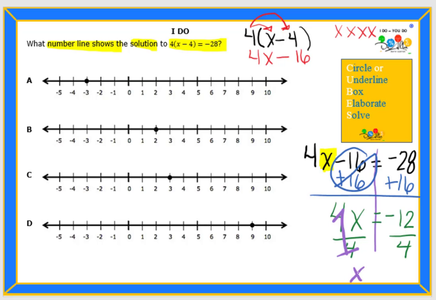At last, we have isolated x and it's all by itself, but we still have to evaluate what's on the right. So we have negative 12 divided by 4. We have to be careful with our sign as well. Let's start with the math. 12 divided by 4 is 3. Now remember our integer rules. If I have a negative divided by a positive, that gives us a negative. So our answer is negative 3. Now we're going to look at our number lines, and we want to find the closed circle on negative 3. Can you see the one that's marked on negative 3? A. That is correct.